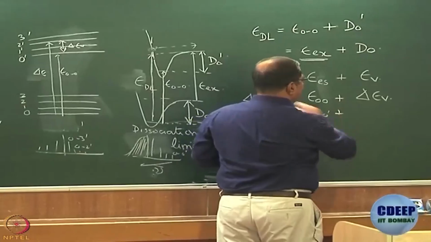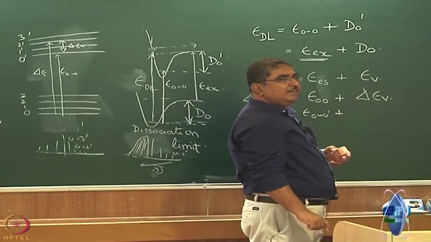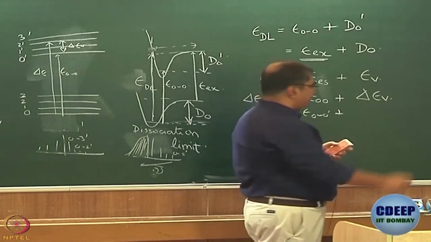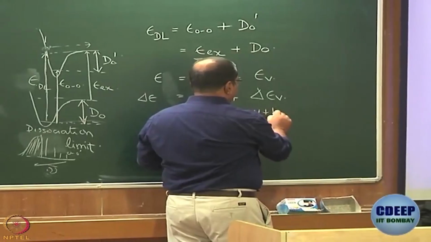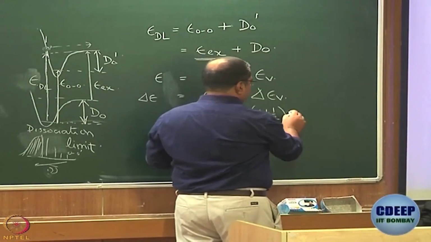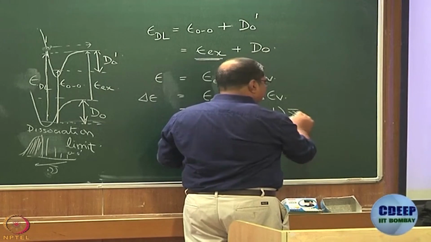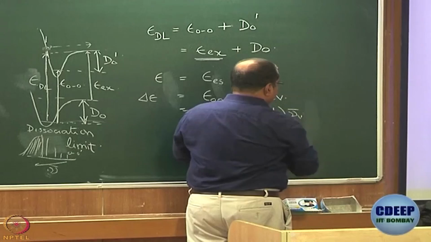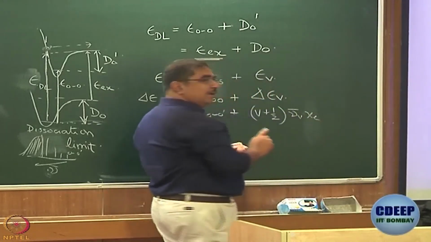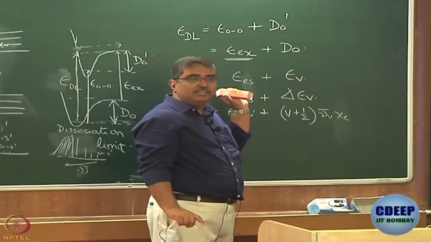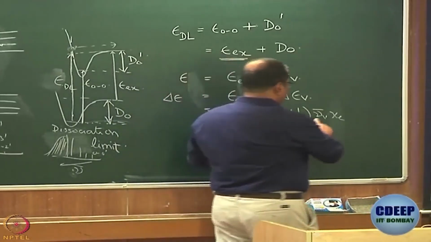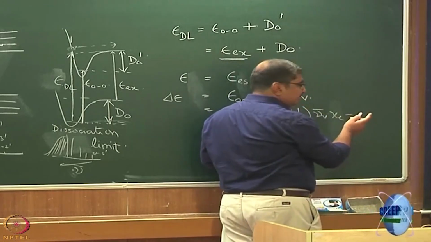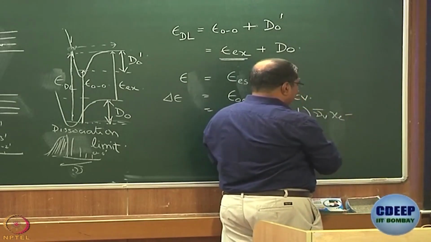epsilon 0 0 dash plus what will it be? What is delta epsilon V? What is epsilon V? V plus half into nu bar, I will write nu bar V multiplied by Xc. Of course, we are considering it to be an anharmonic oscillator. The potential we have drawn is kind of a Morse potential, has to be anharmonic. So, nu bar V Xc minus, you have to help me with that, Xc will not be there, fine.